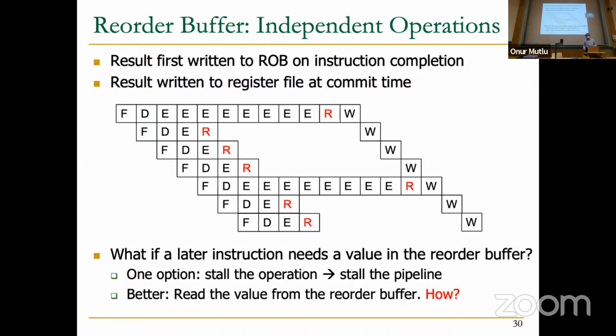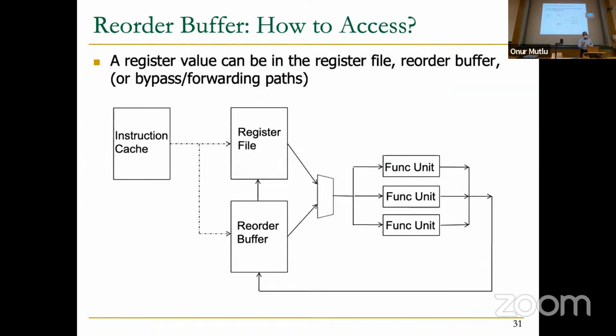So the better option is read the value from the reorder buffer. But then this brings the question, how? How do you read a value in the reorder buffer? The way we discussed, the reorder buffer is implemented, that'll lead to some complications. So that'll lead to this picture, basically. A register value can be in the register file, or the reorder buffer, or in the bypass paths, forwarding paths. So there are three places where a register value can come from in a machine. Bypass paths I just added over here also.